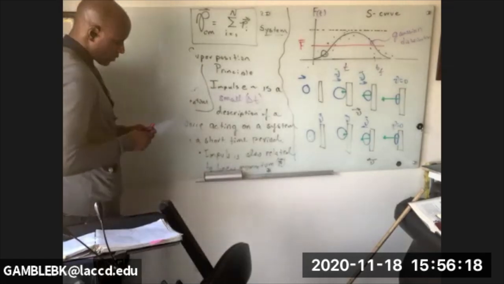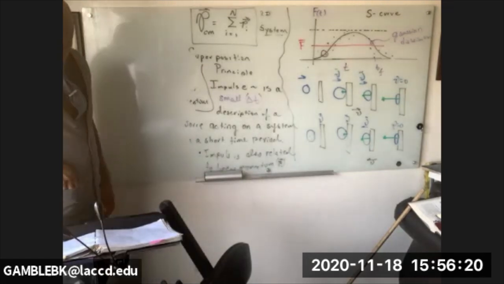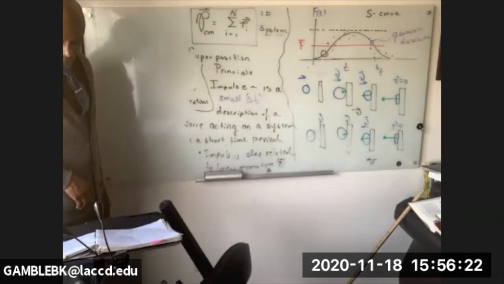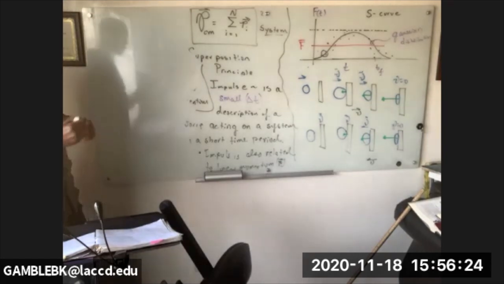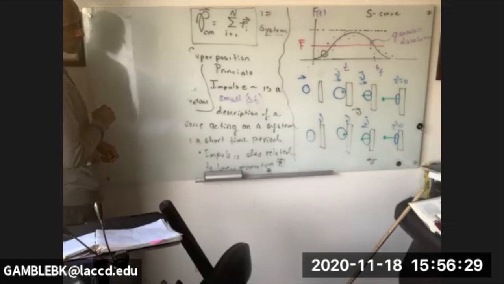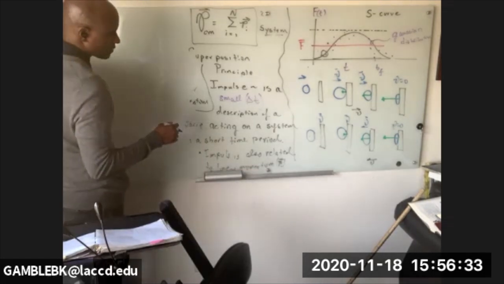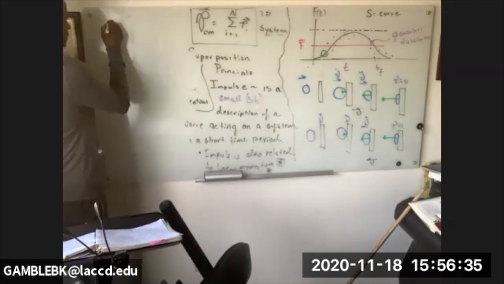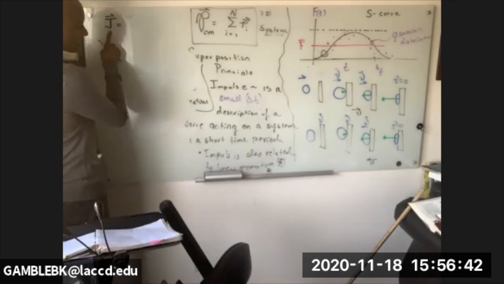We say that impulse is... Now some people use different symbols for impulse. Some books use capital I, but I don't like to confuse that with current, so I'm going to use a capital J. Impulse J is, and I know I use that for current density too, I think.